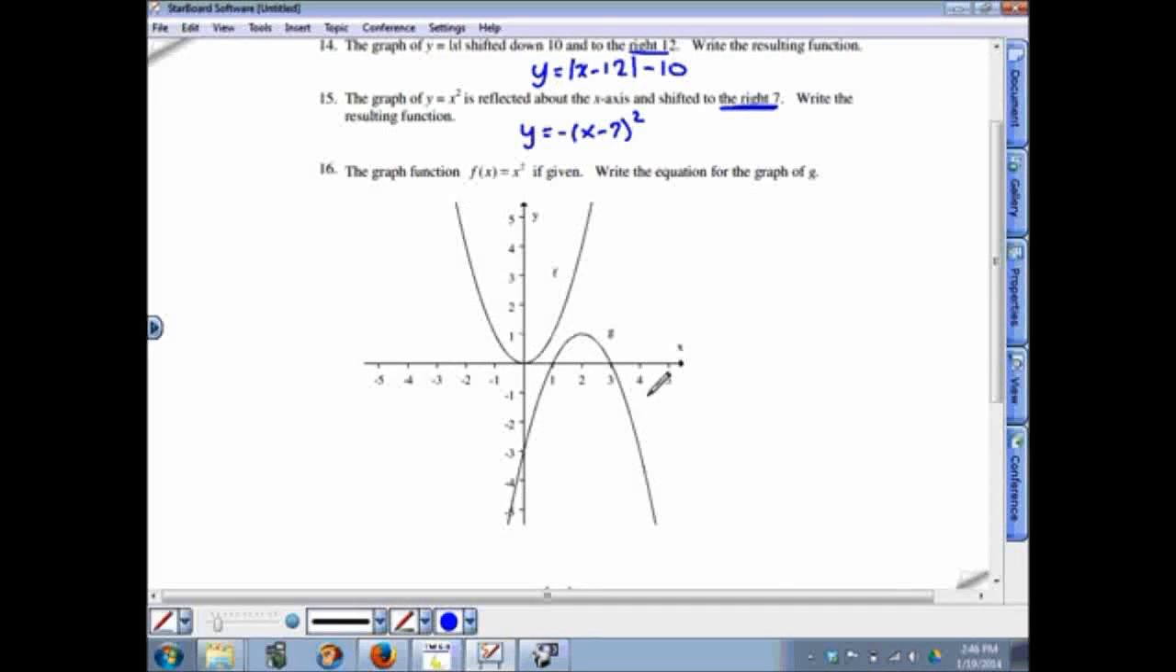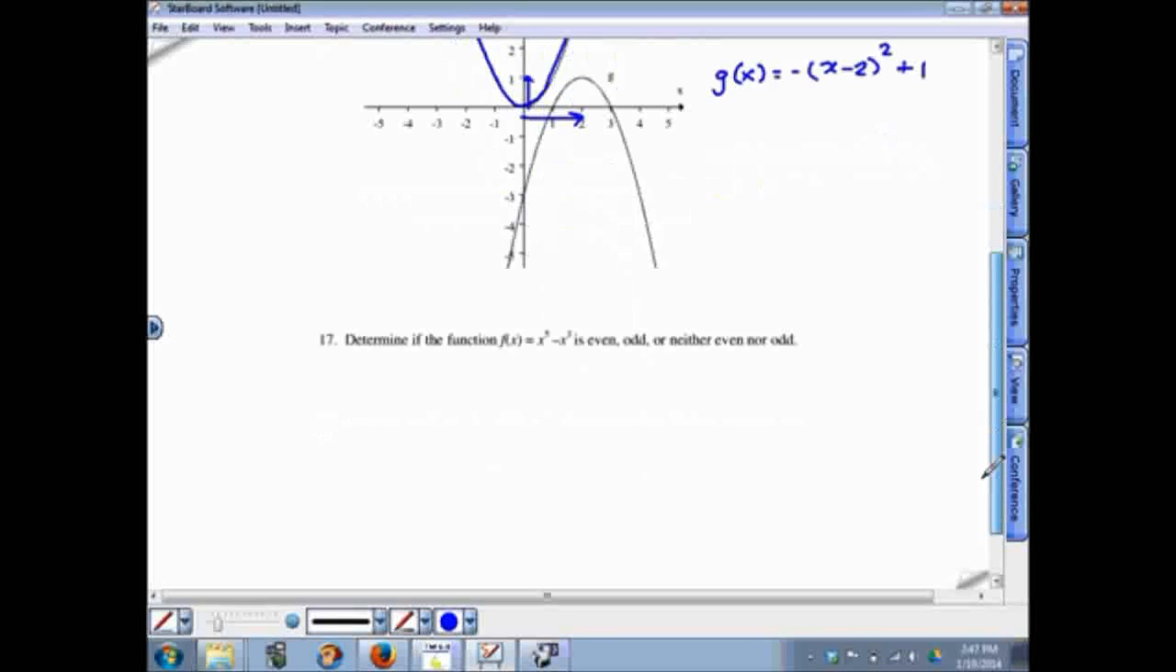On question 16, this is the original graph, and this is x squared. So we've got to figure out what's happened here. First of all, it's moved to the right 2 units. It's moved up 1 unit. And it's upside down. So g of x equals a minus sign because it's upside down, x minus 2 for shifting to the right 2 units, and then a plus 1.